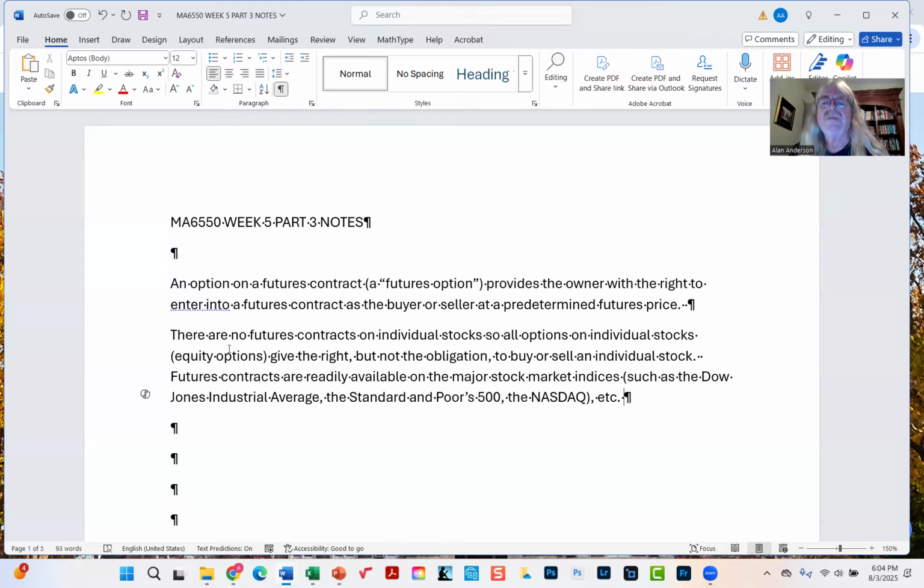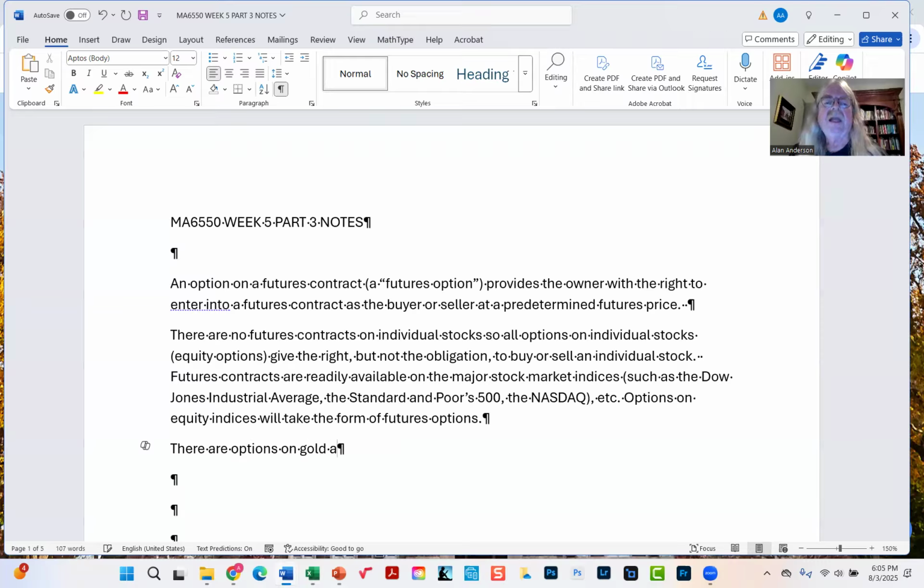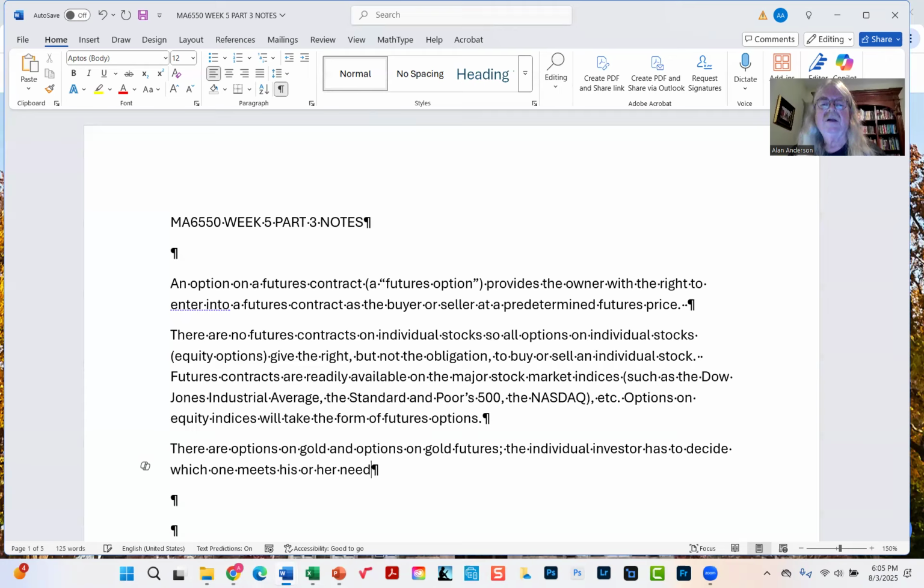So therefore, options on equity indices will take the form of futures options. Now, in some cases, it can go either way. There are options on gold, for example, and options on gold futures. They're both available. The individual investor has to decide which one makes the most sense or meets his or her needs more closely.